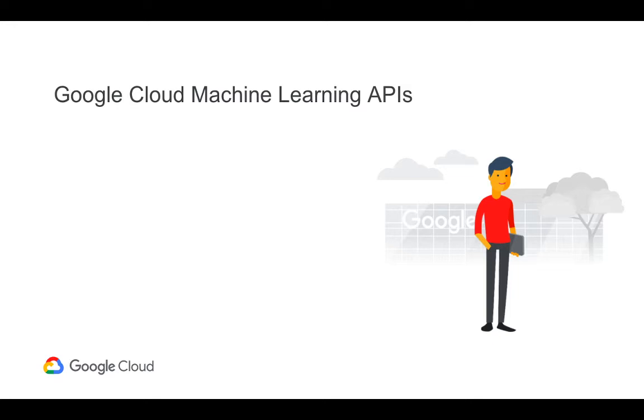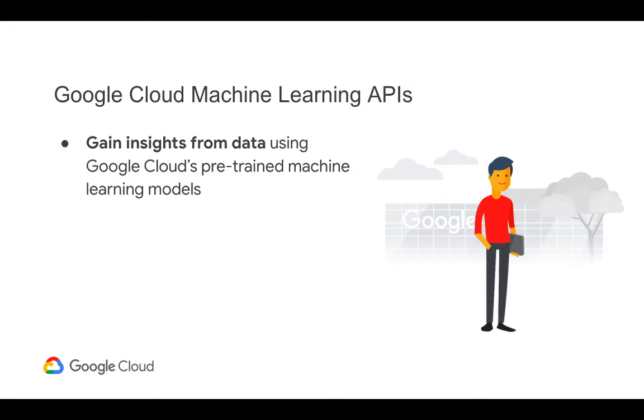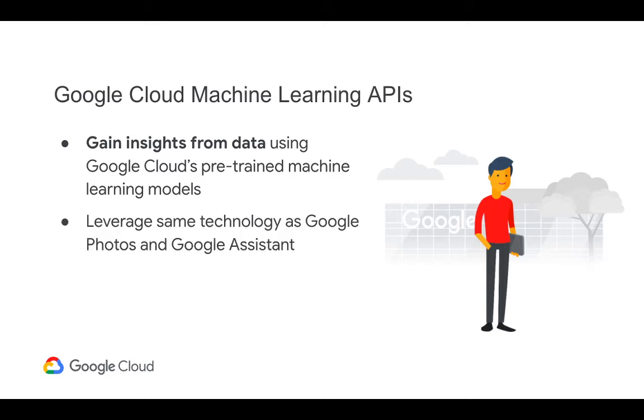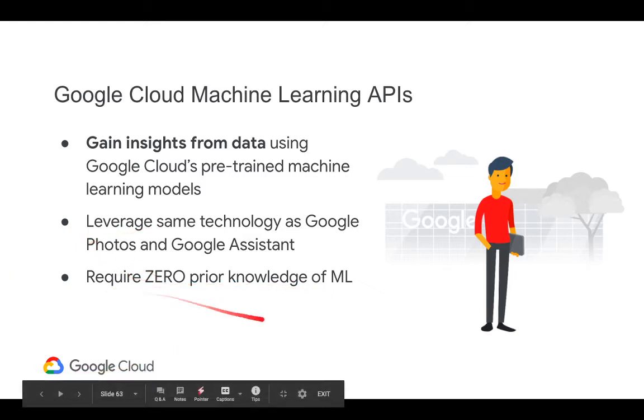And this allows you to predict anything, right? You can get insights from the data using Google Cloud's pre-trained machine learning models, and it leverages the same technologies as Google Photos and Google Assistant. It requires zero prior knowledge of machine learning. This is very important. This requires zero prior knowledge of machine learning.